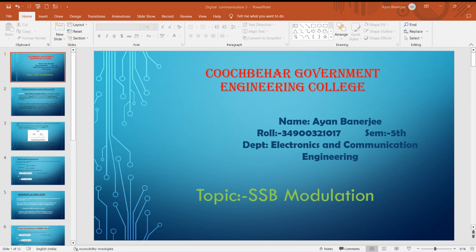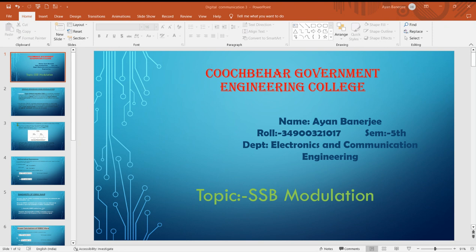So next slide. There is a question: why is the suppression of a sideband allowed in SSB modulation? So the process of suppressing one of the sidebands along with the carrier and transmitting a single sideband is called as single sideband suppressed carrier system, or simply SSBSC. It is plotted as shown in the following figure. So here is the figure. So in the above figure, the carrier and the lower sideband are suppressed.